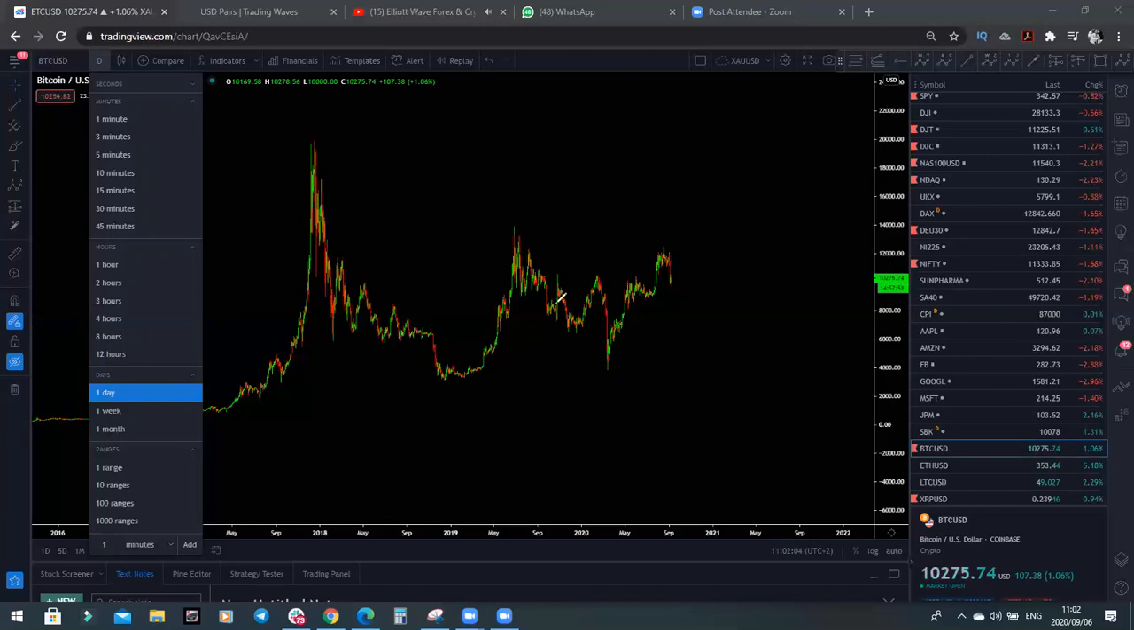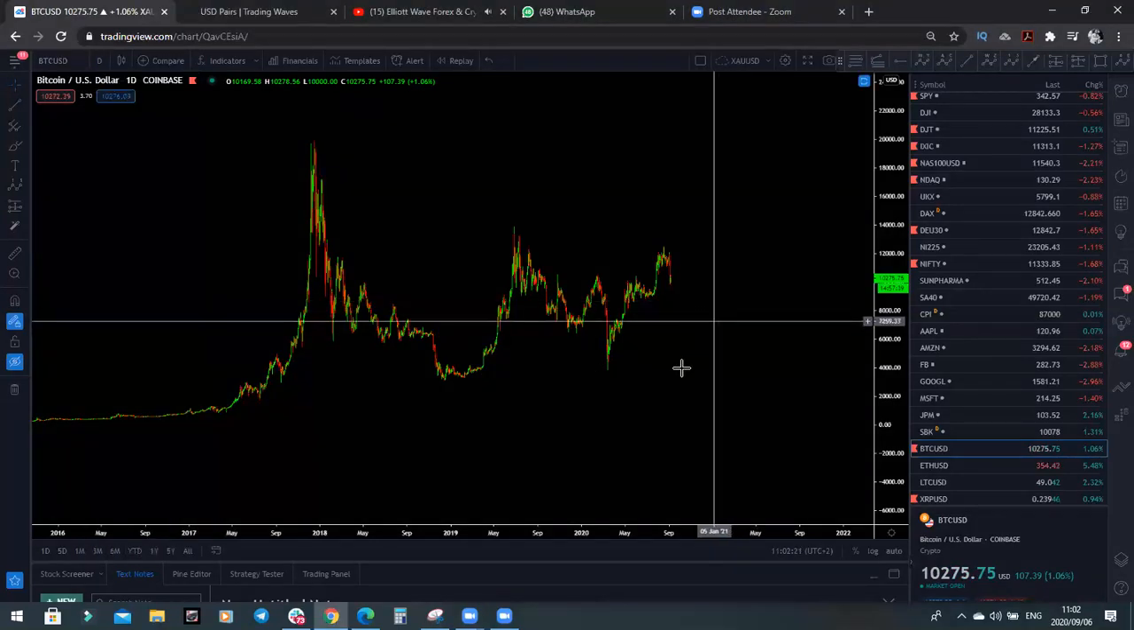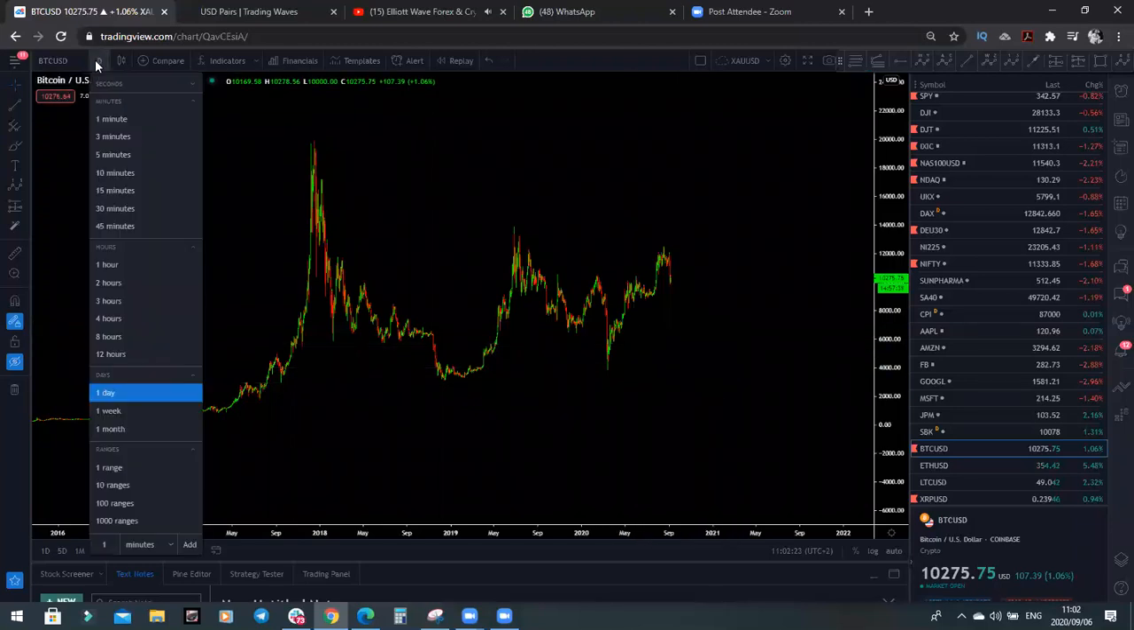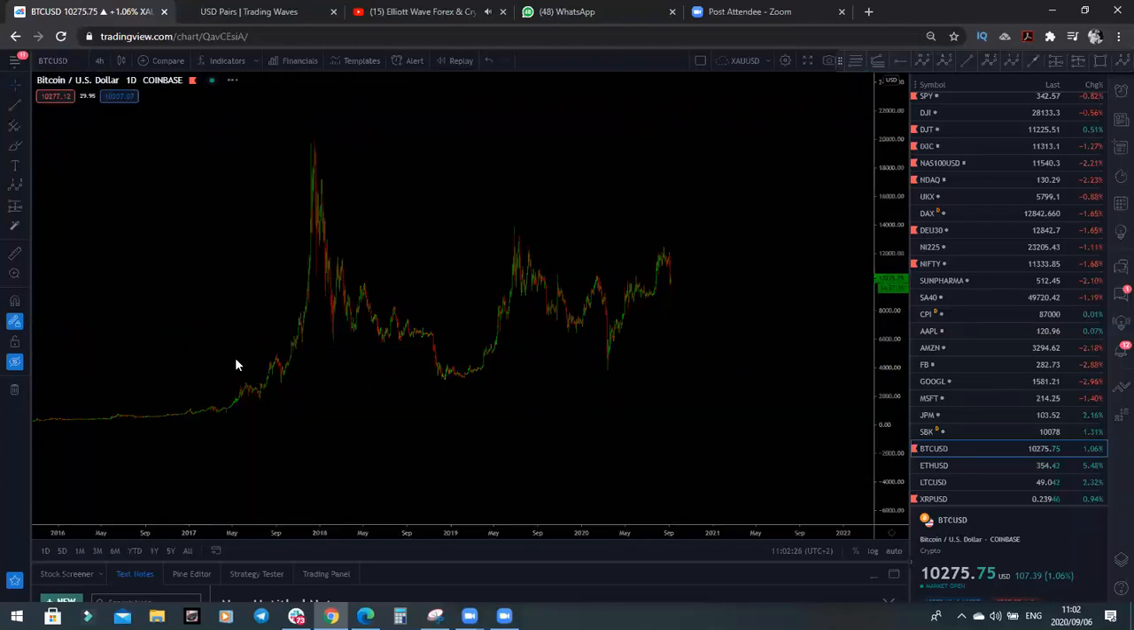If you're looking at a flat, it has to be a flat correction. It is called a flat because it is flat relative to the move. So this is a move down, this is flat. That is a flat relative to the current move to the downside. So this is flat, it's going sideways. So you can also look at a flat as a sideways move. Now let's go down to the lower time frame.